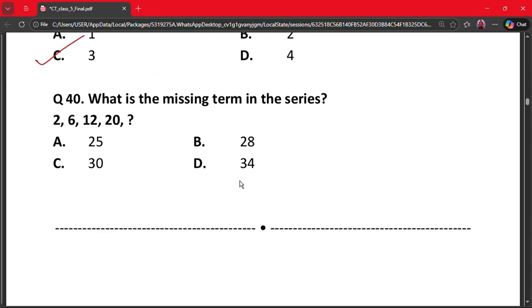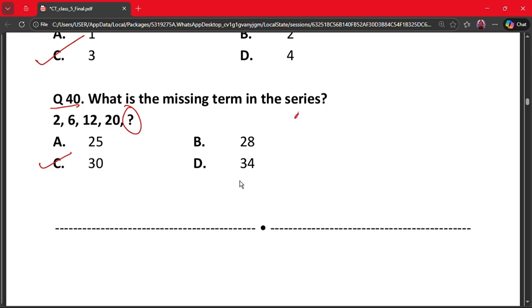Let's move on to our last question, that is question number 40. What is the missing term in the series 2, 6, 12, 20 and dash? A 25, B 28, C 30 and D 34. So what will come here? 30. Why? Because look at the pattern.